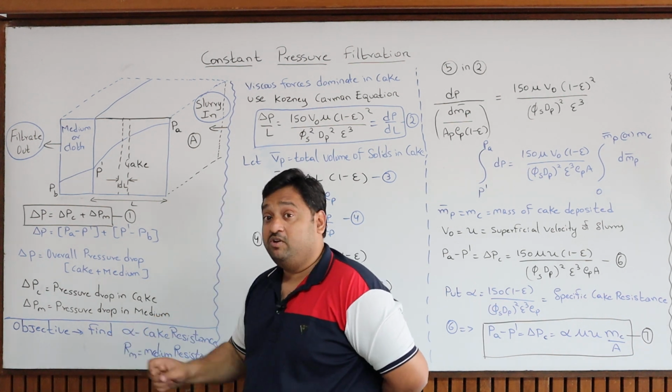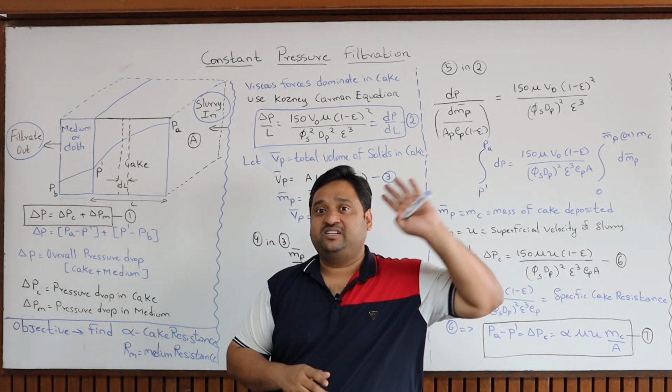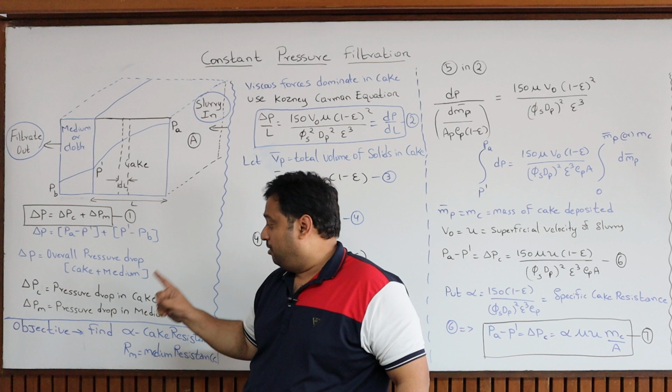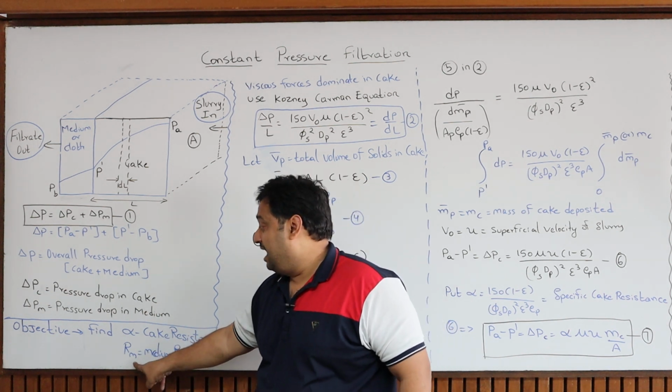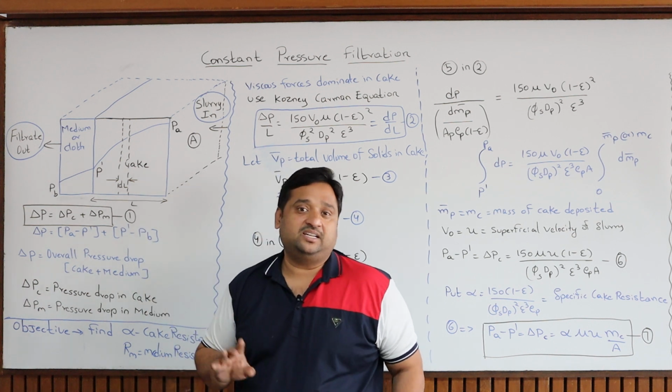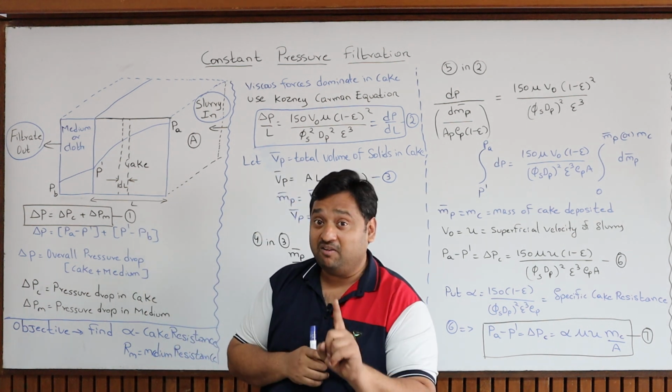Remember our objective. Even though the derivation is very lengthy, our final objective is to find alpha, which is the cake resistance, and Rm, the medium resistance. That's the whole objective, to find out alpha and Rm.